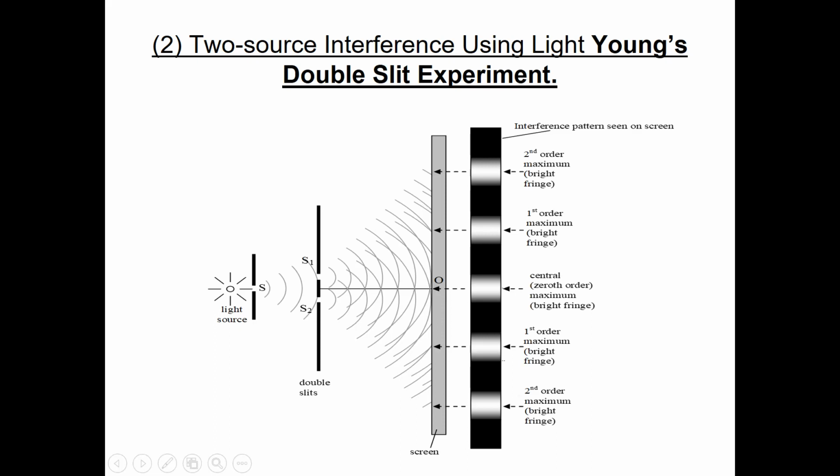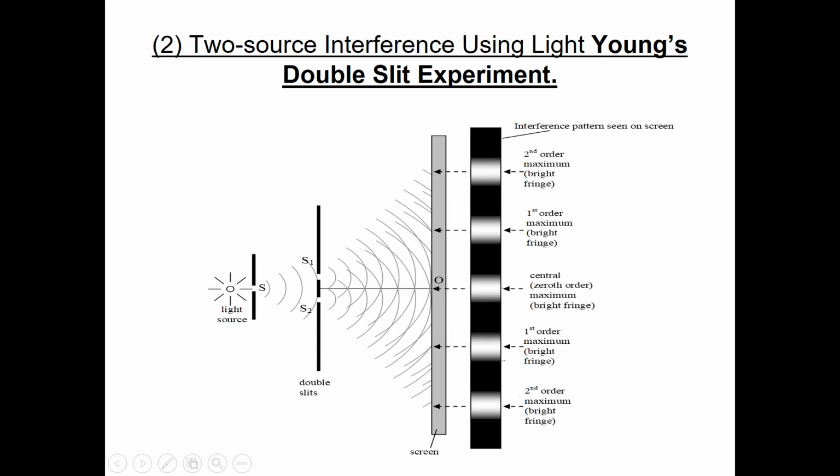Then it spreads, and in the straight through position at O, which is the same distance from S1 to O and S2 to O, you have the central bright fringe. This is also called the zero order maximum because the path difference is zero. Then we have the first order minimum, first order maximum, and so on.